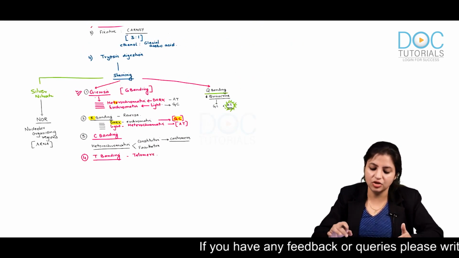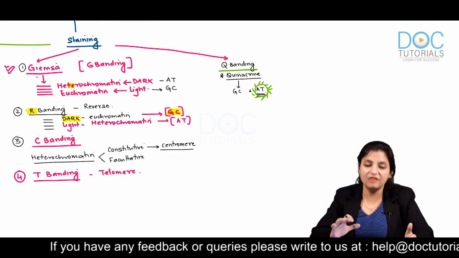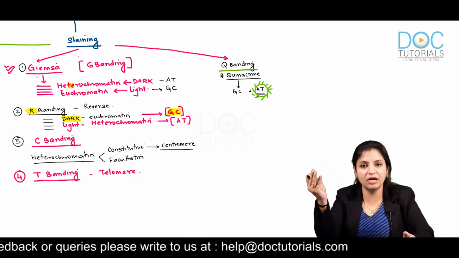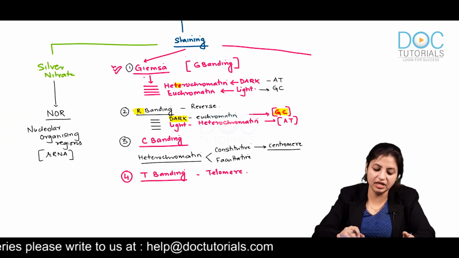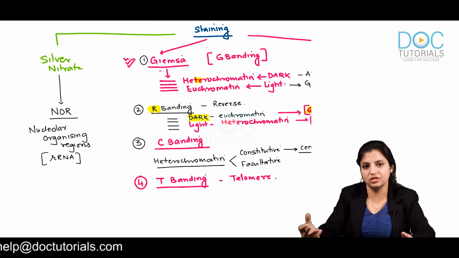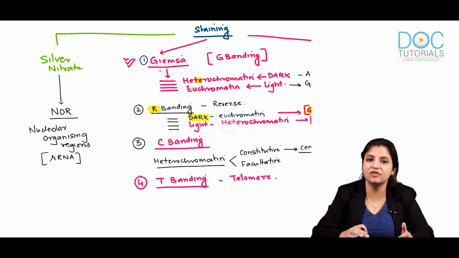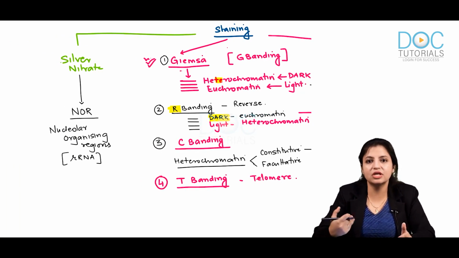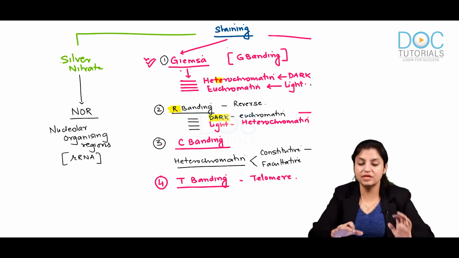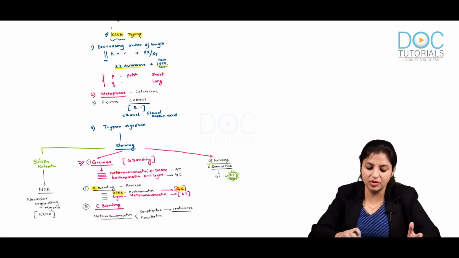Silver nitrate. So for all practical purposes, when we talk about bandings, we have 5 bandings: G banding, R banding, C banding, T banding and Q banding. But silver nitrate can also be used to highlight which regions of the chromosomes? NOR regions, that is rRNA rich areas. This is also called AgNOR staining. Just remember this, silver nitrate for NOR. Is everybody clear? Yes. So that is your basics about karyotyping.